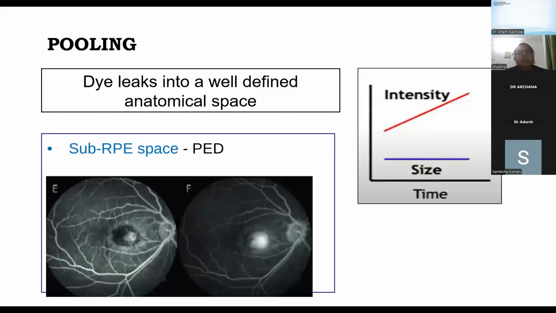Next, coming to the next cause of hyperfluorescence, that is pooling. Pooling, as the name suggests, is where there is something going into a well-defined space. Like you have a swimming pool, there are well-defined four walls.